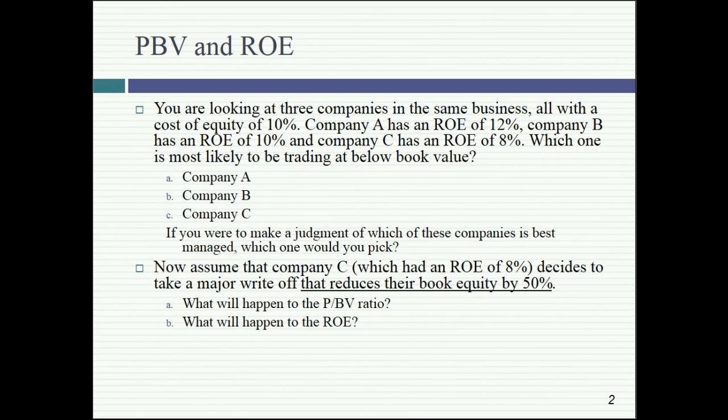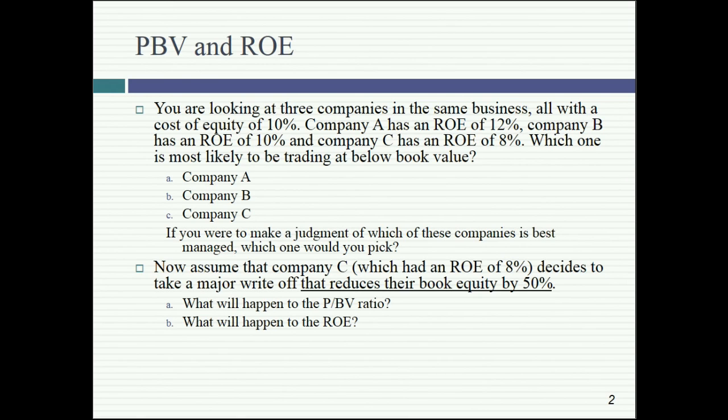One of the more widely used multiples, an intuitive multiple, is the price to book ratio. Market value of equity divided by book value of equity. Market capitalization divided by what you see on the balance sheet. So let's suppose you're looking at three companies. They all have the same cost of equity. One has a return on equity of 12%, one has a return on equity of 10%, the third has a return on equity of 8%. Same cost of equity, different returns on equity.